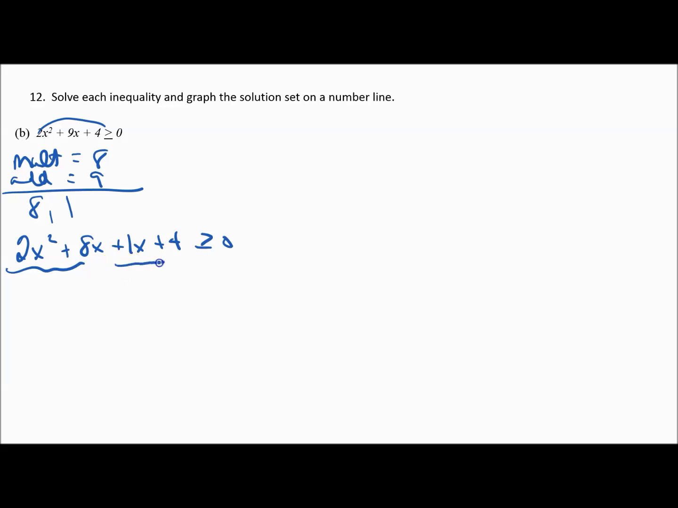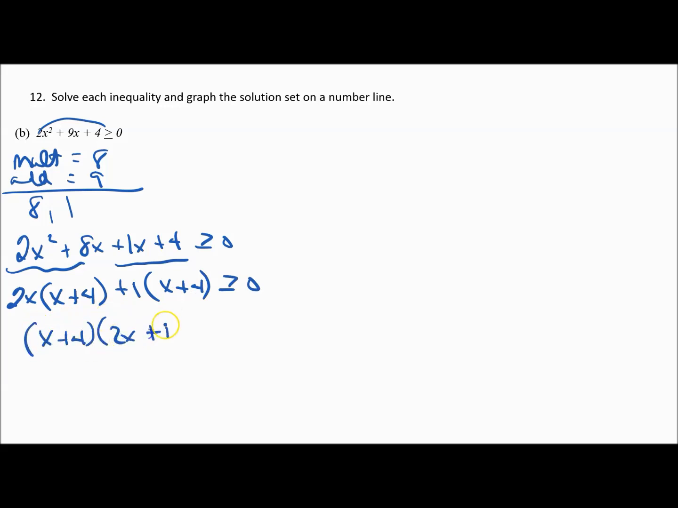I factor by grouping. 2x factors out of this and leaves x plus 4. Okay, 1 factors out of my second set, and that leaves x plus 4. So my final factored version is x plus 4 times 2x plus 1 is greater than or equal to 0. Now some people can do this straight from 2x squared plus 9x plus 4 straight down to x plus 4 times 2x plus 1. That's fine. You do not have to use this technique. That's just for the folks that have trouble factoring those trinomials with a leading coefficient that's not 1.